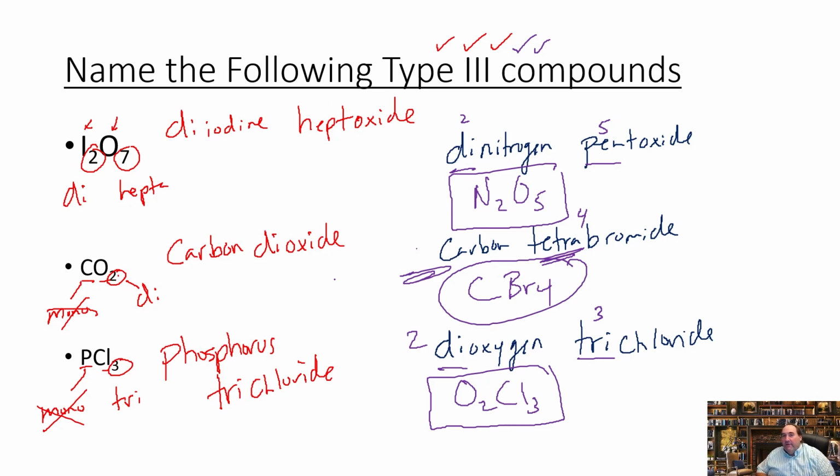So if you find yourself using a Roman numeral and a prefix at the same time, there's a good chance you are incorrect. There's not a lot of mix-over. Remember that the only time you might find a Roman numeral and a prefix together is in the polyatomic ion situation, where the polyatomic ion itself actually has a prefix in its name.